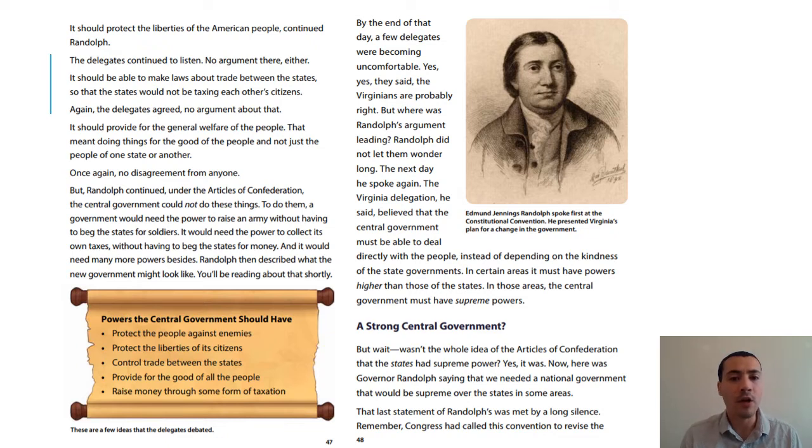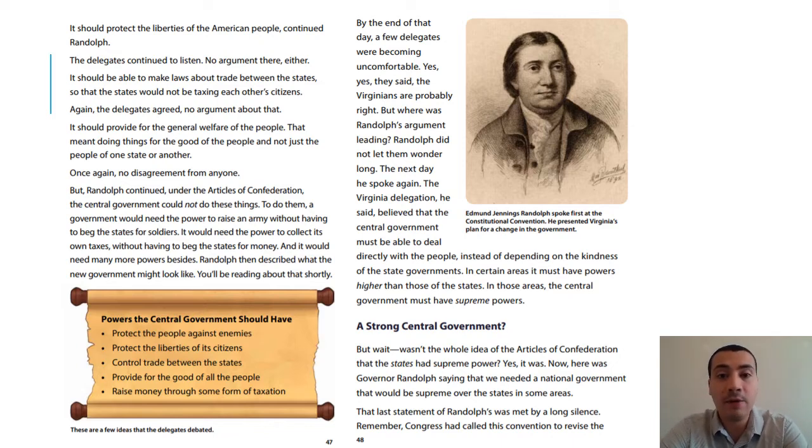Randolph then described what the new government might look like. You will be reading about that shortly. So scholars, this will help you for question number 3 on our packet. Powers the central government should have. Number 1, protect the people against enemies. Number 2, protect the liberties of its citizens. Number 3, control the trade between states. Number 4, provide for the good of all the people. Number 5, raise money through some form of taxation. Let's continue, page 48.